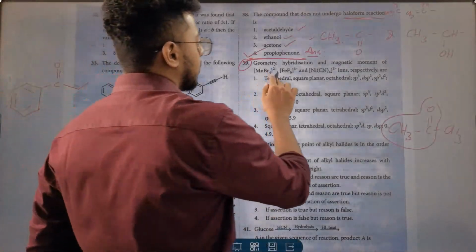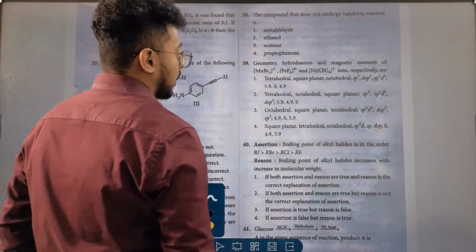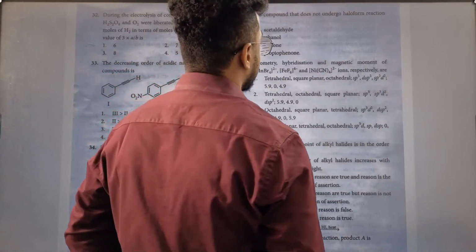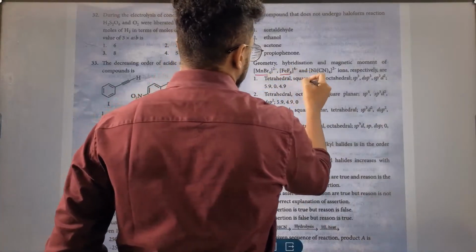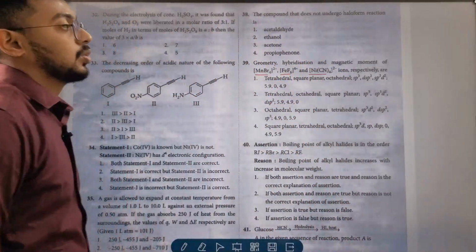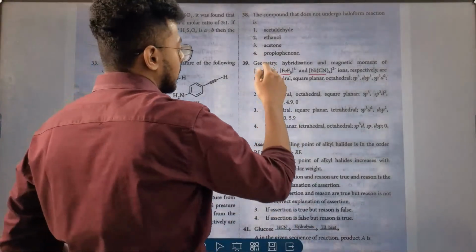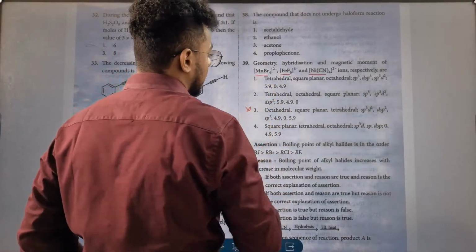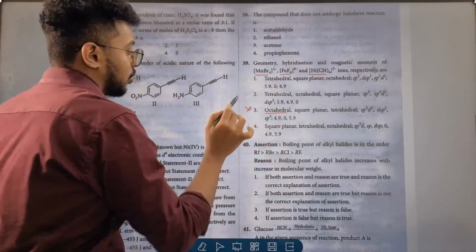The question is geometry, hybridization and magnetic moment for the following. So MnBr4 2 negative, right? And FeF6 4 negative, and nickel tetracyanonickelate 2 negative ion. Okay. So seeing the options, this should not be the answer because it is octahedral. So 1, 2, and 4 should be the answer.